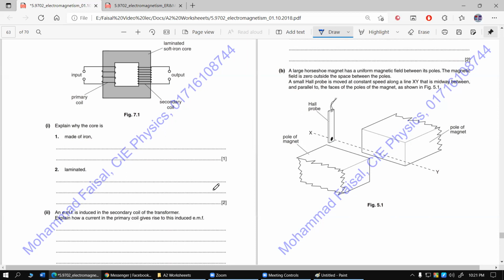Whenever we induce a magnetic field across that Hall probe, the flowing current, the charge carriers experience a force and thus produce a voltage which can be measured by a voltmeter. That's the whole idea of the Hall probe.